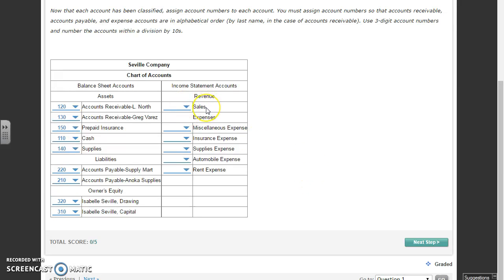Revenue is pretty easy. There's no need to order it up. You only have one account. So sales is going to be 410. And expenses are listed alphabetically. So we're going to go through the list. Again, we're starting with a 5 because that's our classification. We're counting off by tens. Automobile expense will be 510. Insurance expense, 520. Miscellaneous expense, 530. Rent expense, 540. And supplies expense, 550. Go ahead and go to the next step, please.